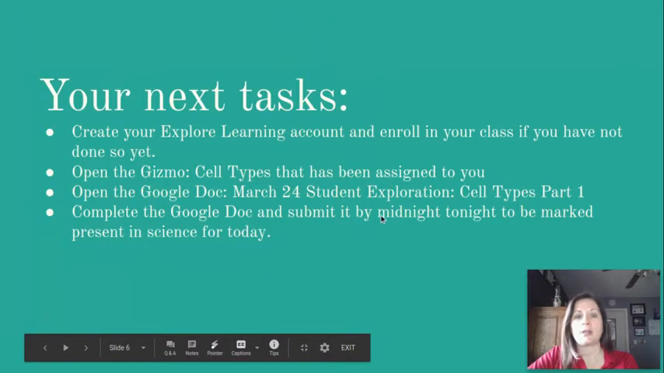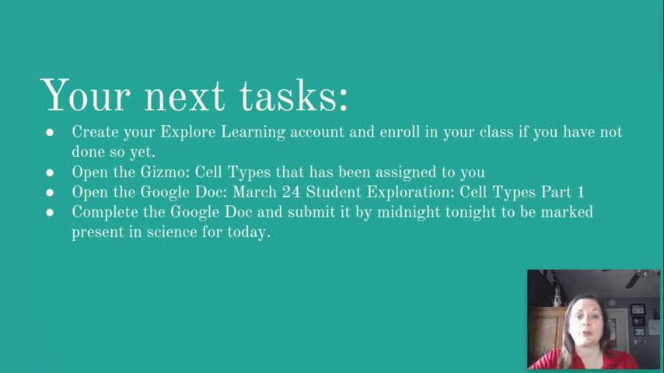All right, so let's review your next tasks. What you need to do. You need to create your Explore Learning account and enroll in your class if you have not done that yet. You need to open up the Gizmo, and the assignment is cell types, and it's been assigned to you, so open that up. Then you need to open the Google Doc, the March 24th Student Exploration Cell Types Part 1.